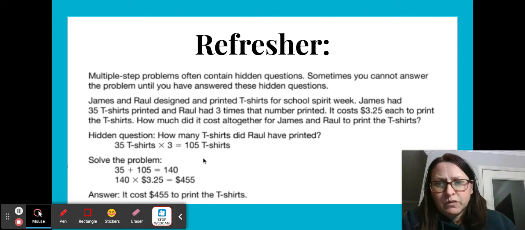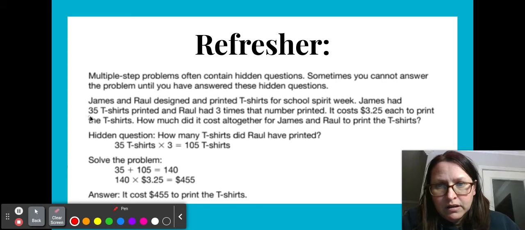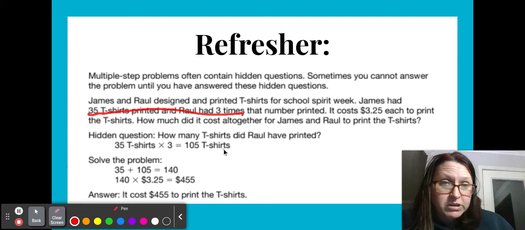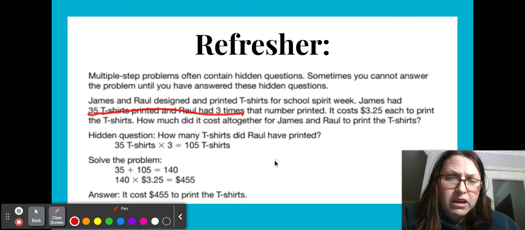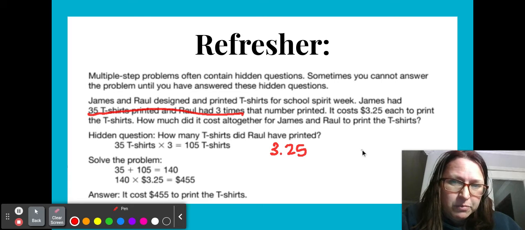And so when I'm looking at this question, I see, okay, James had 35 printed and Raul had 3 times that number. It cost $3.25 to print the shirts. So how much did it cost altogether? Well, first I have to figure out how much it costs per shirt. And so James had 35 shirts.